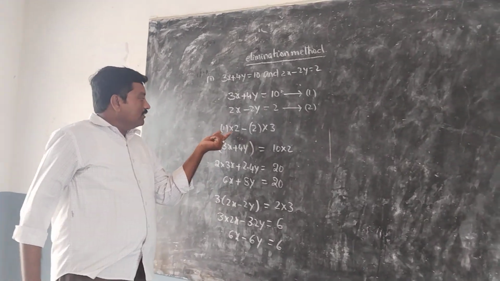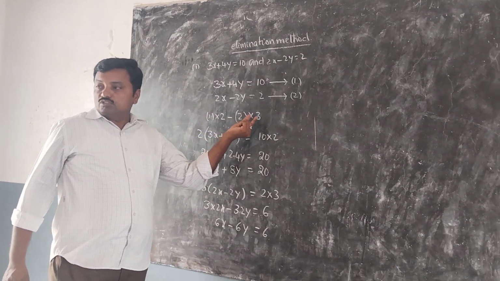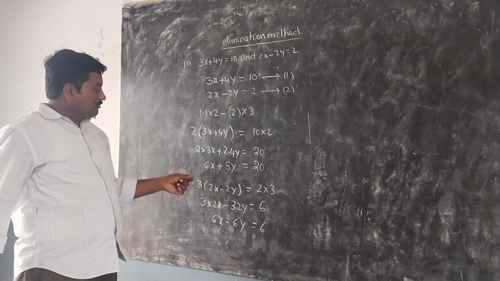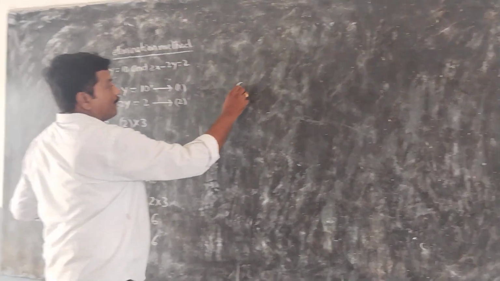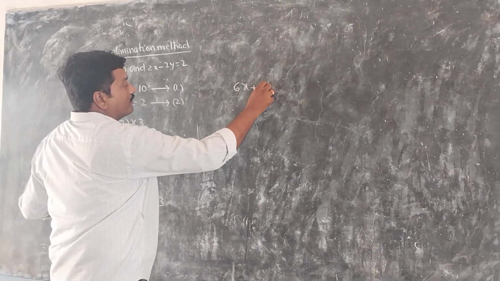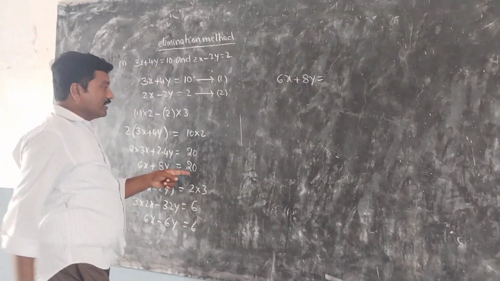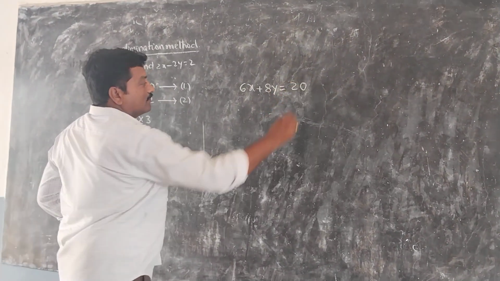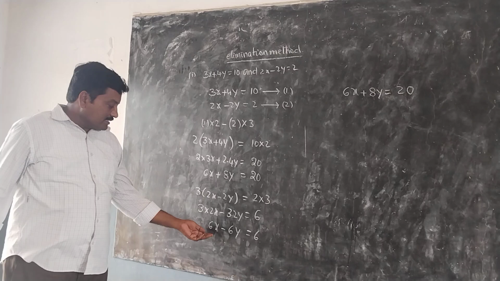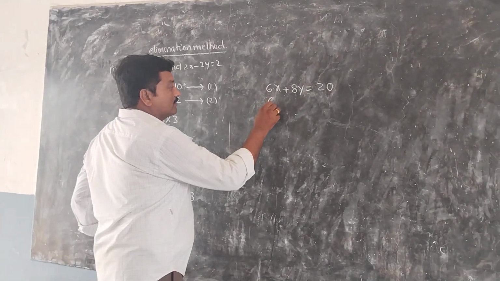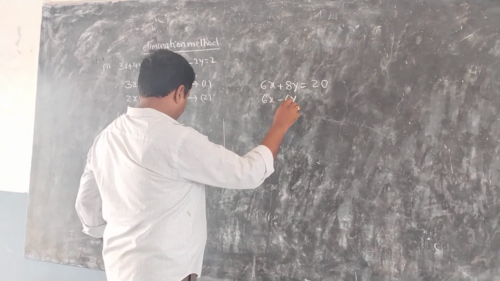So what are we doing? Equation 1 into 2 minus equation 2 into 3. So what is equation 1 into 2? 6x plus 8y equal to 20. What about the second equation? 6x minus 6y equal to 6.